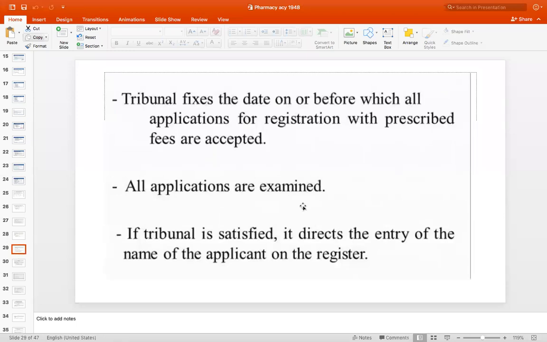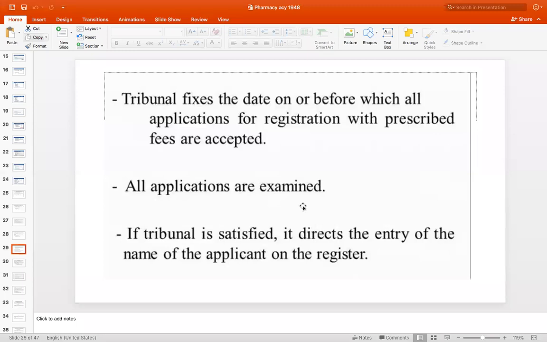So this tribunal fixes the date on or before which all applications for registration with prescribed fees are accepted. So there will be some minimum fees which you have to give and register. They will fix the date for that and they will send it to the college. Before that date, you have to go and register.